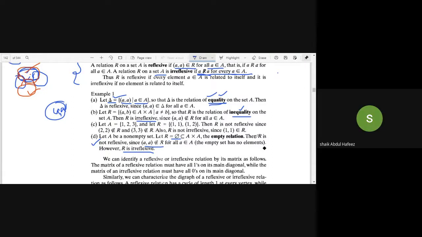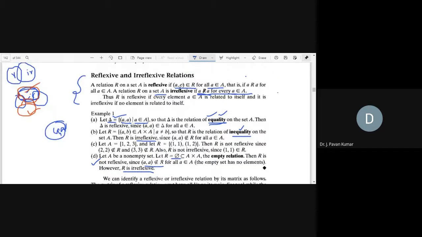Yes, sir. Empty relation, in the sense we will not be having any tuples in it. Now our question is whether it is reflexive, not reflexive, or irreflexive. What kind of relation is it? Empty relation, in the sense we will not be having any tuples, so this condition will not be satisfied, right? A comma a belongs to R for every a belongs to A. This condition will fail, so it is definitely not reflexive. Is it clear till this point?